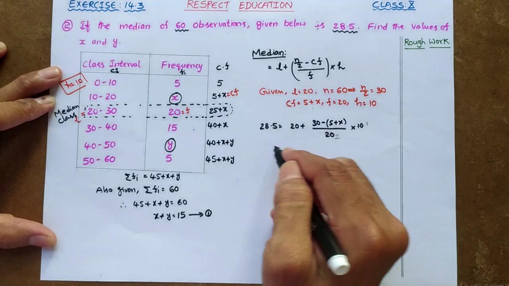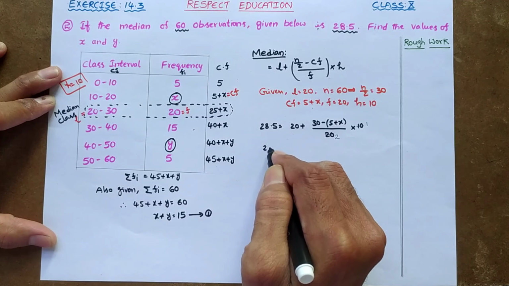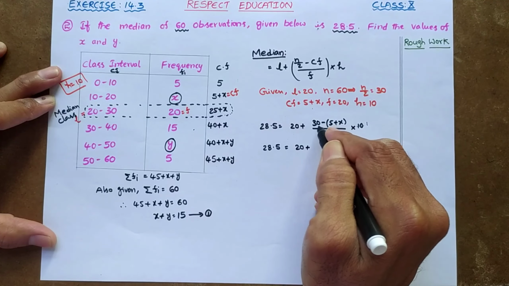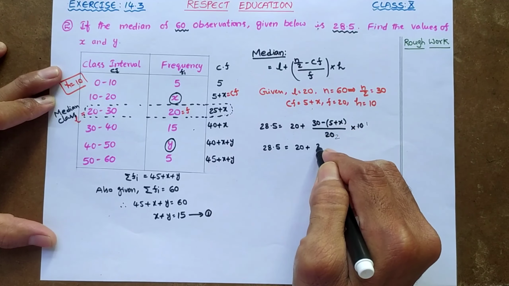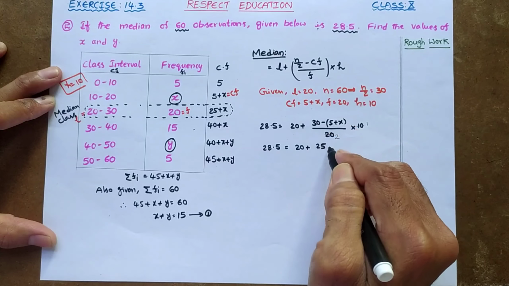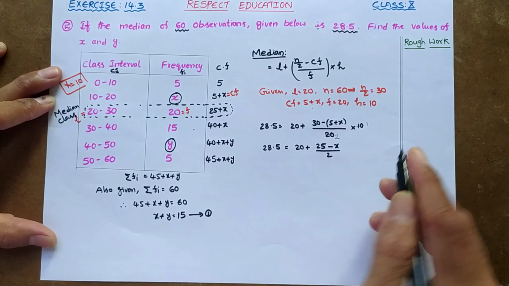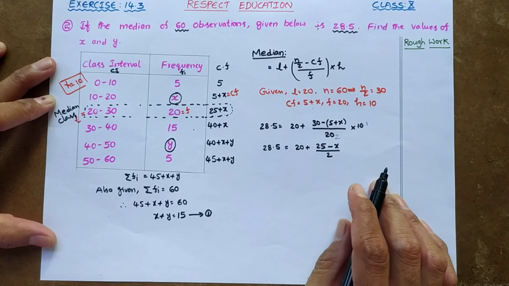Now let us continue. Write 28.5 as it is equal to 20 plus 30 minus 5 is 25. Here you see minus into plus is minus, so 25 minus x by 2. Clear?